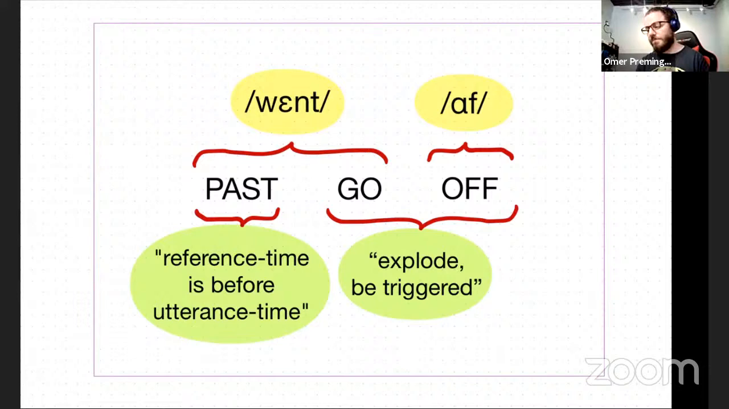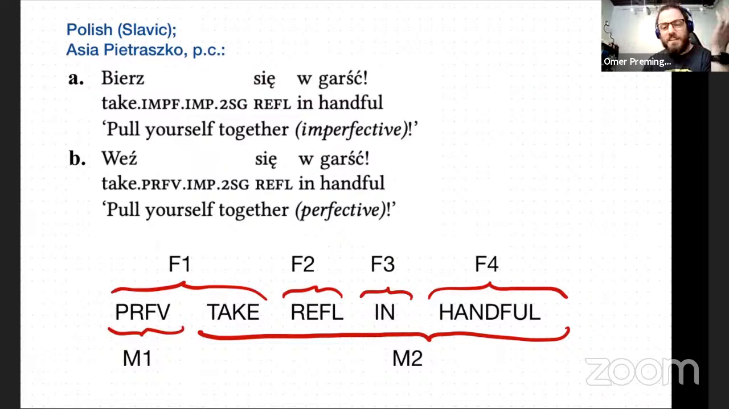As you might expect, there's nothing English specific about this phenomenon. So Polish has an idiom that means to pull yourself together, to become composed. But is literally take yourself in your hand or in your fist. Now, much like the verb go in English, the verb take in Polish participates in unpredictable suppletion based on, in this case, aspect, not tense. So to put this in the terms of our diagrams now, perfective and take contribute non-compositionally, sort of a PF idiom, if you will, to an unpredictable form for this verb.